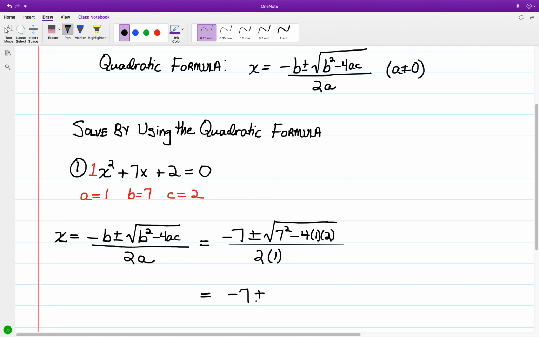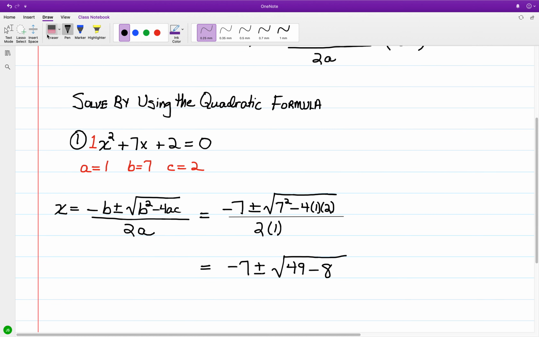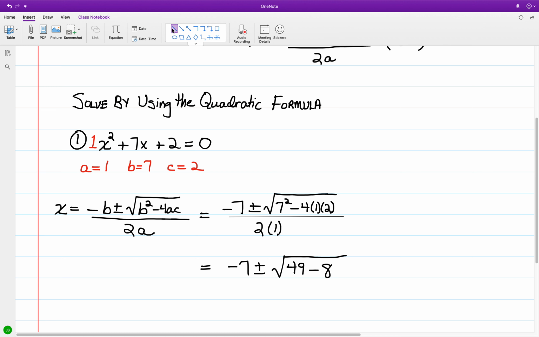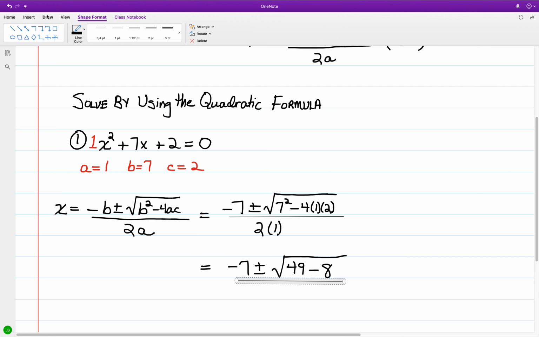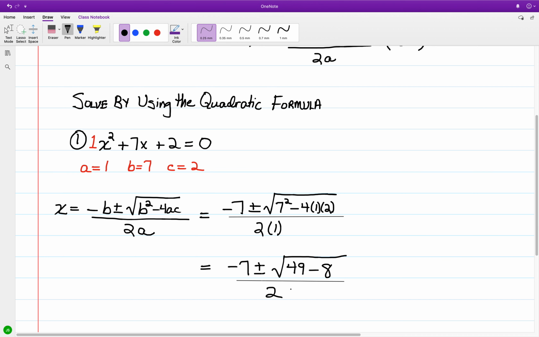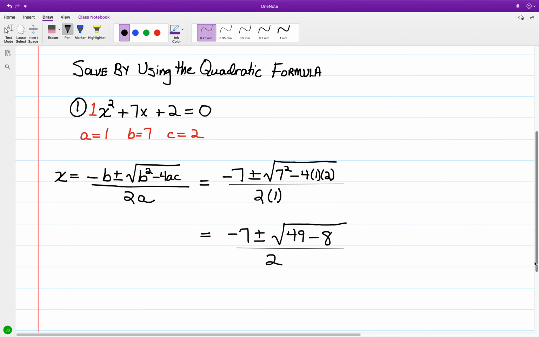Following through, for x we have negative 7 plus or minus the square root, and 7 squared is 49, negative 4 times 1 times 2 is going to be minus 8, and the denominator, again, is 2. And for the result here, in compact form we have negative 7 plus or minus the square root of 41 all over 2.